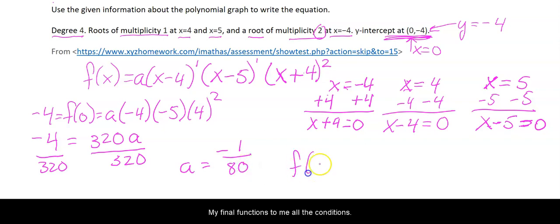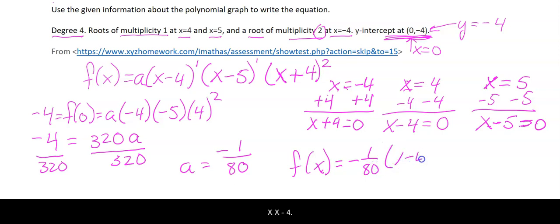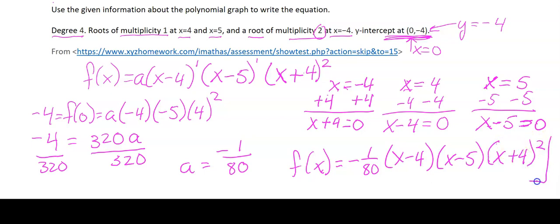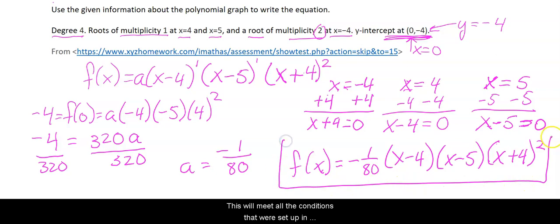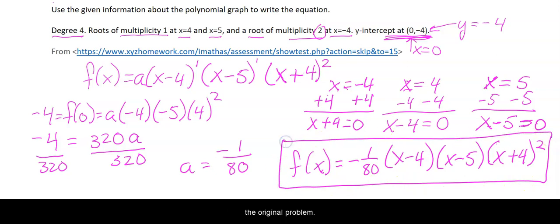My final function to meet all the conditions is negative 1 over 80 times x minus 4 times x minus 5 times x plus 4 quantity squared. This will meet all the conditions that were set up in the original problem.